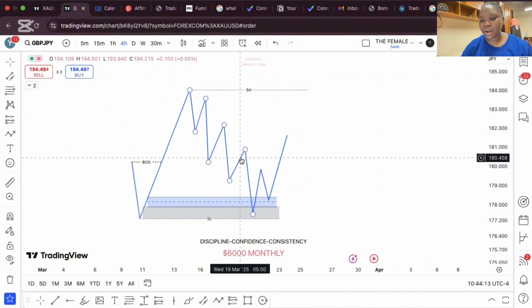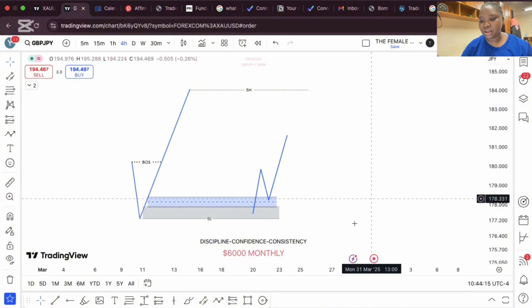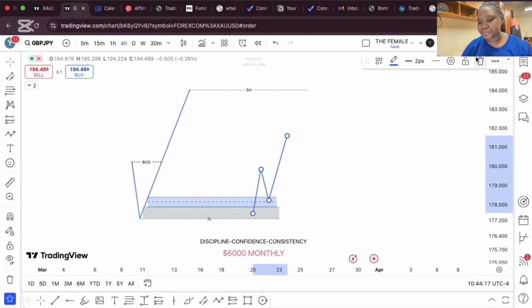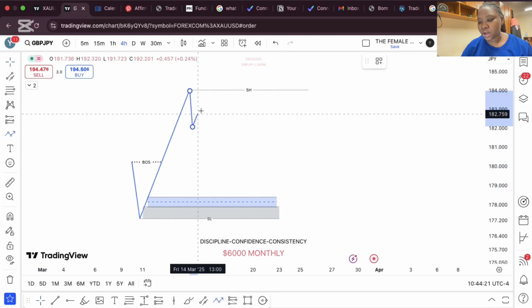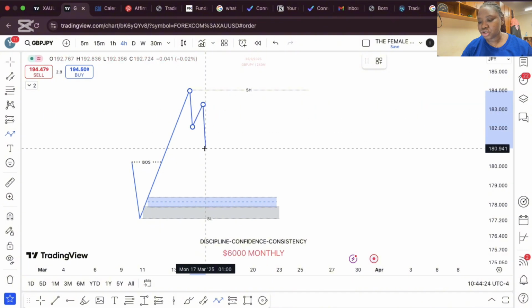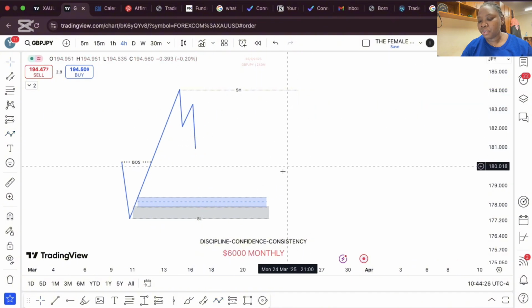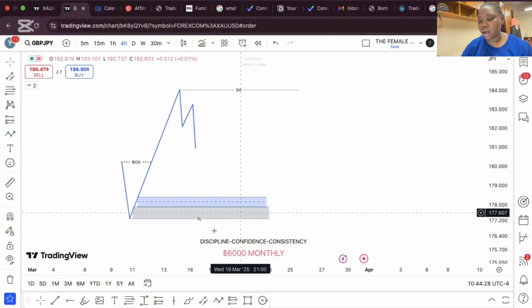Now let's go back and delete this and this. I want to show you something. When I'm seeing price has done this on the 1 hour, I want to see price change character on the 1 hour. Price has changed character on the 1 hour. Then I go to the 5 minute time frame.